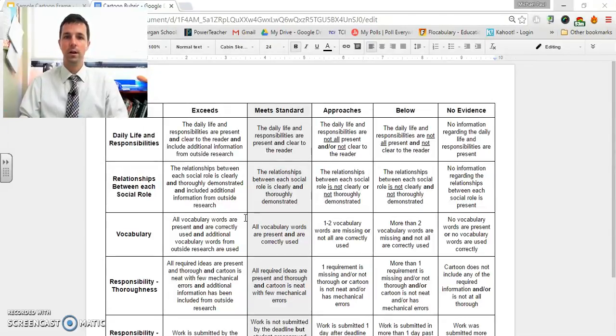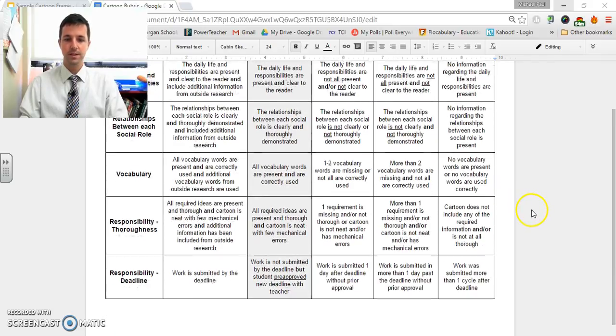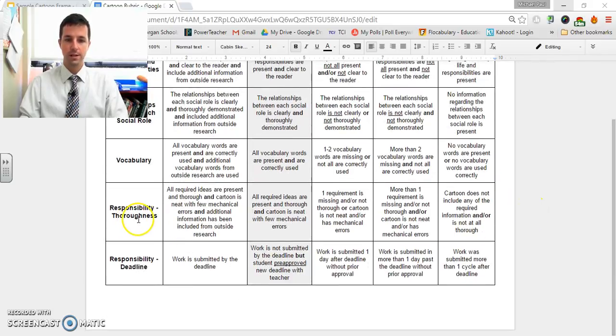Now, to approach or to score below standard, you'll notice that essentially you're missing some responsibilities or they're not clear. The relationships, again, are missing or not thoroughly demonstrated, or you're missing some of the vocabulary words. All right. Now going down to the responsibility section, we have thoroughness.